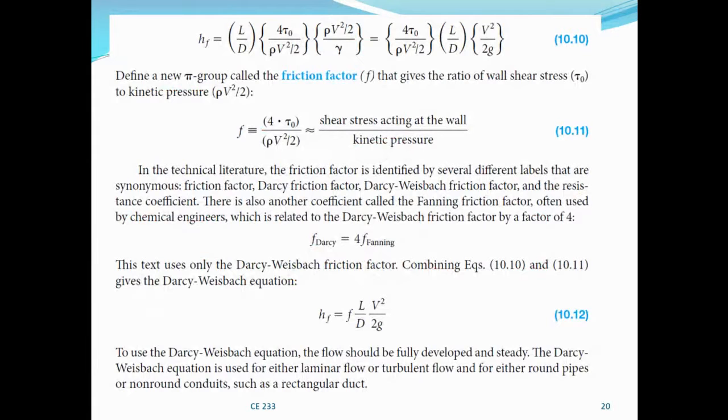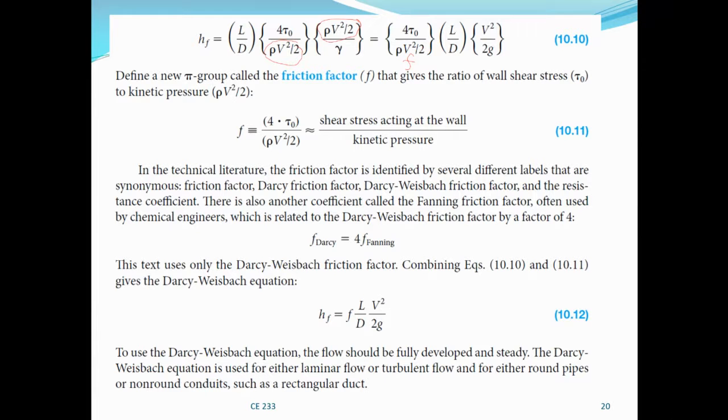Now we just introduced the kinetic pressure here. Okay, and then rearrange it. Okay, we now rearrange it. We remove this out, which is now constant. Okay, L. So this is our F, which we call friction factor or resistance coefficient.